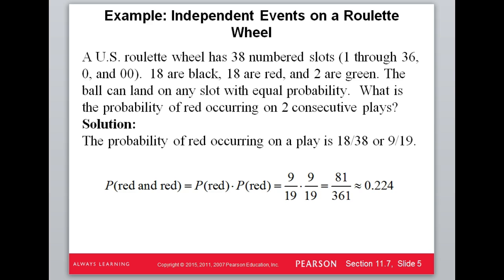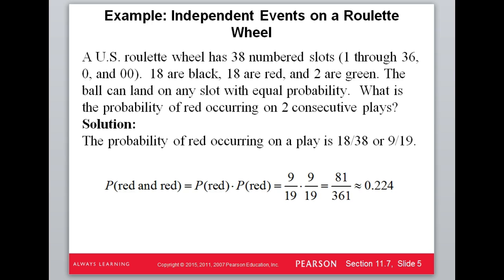Alright, let's look at an example. In roulette, a wheel has 38 numbered slots, 1 through 36, and then there's the zeros, 0 and double 0. So 18 are black, 18 are red, and 2 are green to kind of mess up the 50-50 feel of the game, the black-red part of the game. A ball can land on any slot with all equal probability. They all have the exact same width, the same area that they would land on. So find the probability of red occurring on 2 consecutive plays.